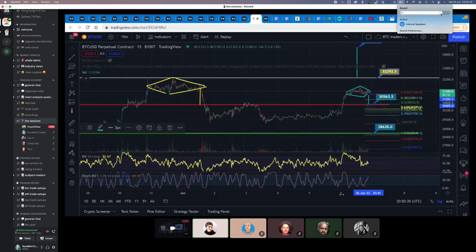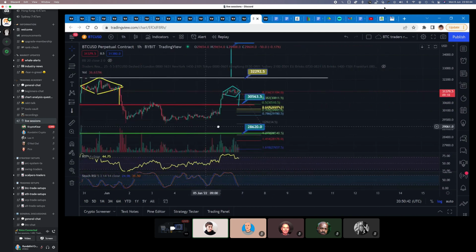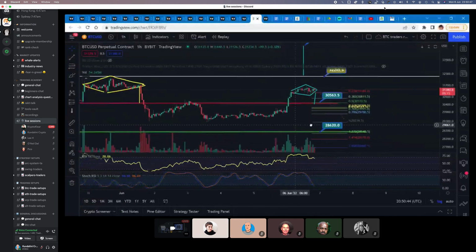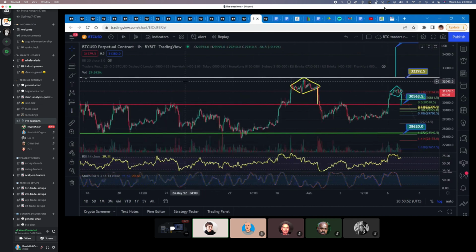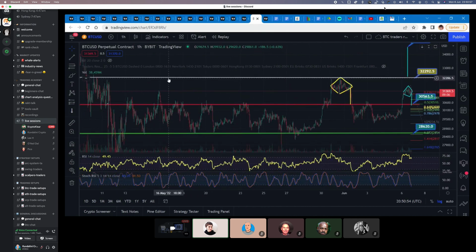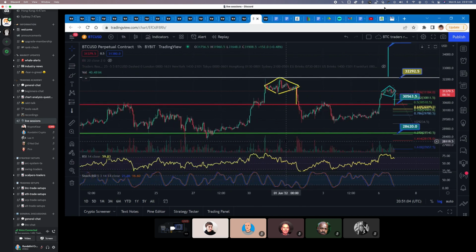So, I'll start with Bitcoin, and I'll start on the 1 hour. I have it on the 15-minute, but I'll actually start on the 1 hour because it's clearer to see. This is where we were last week in this kind of pattern, and we were in this channel between the 32,300, let's say, and the 28,700.